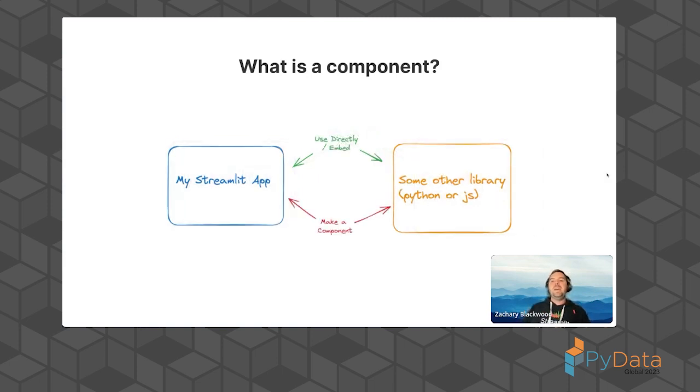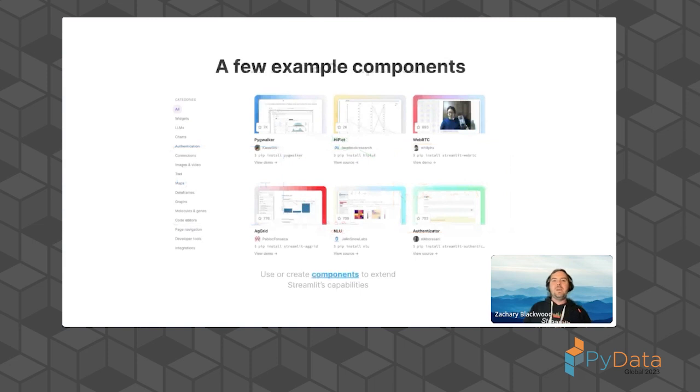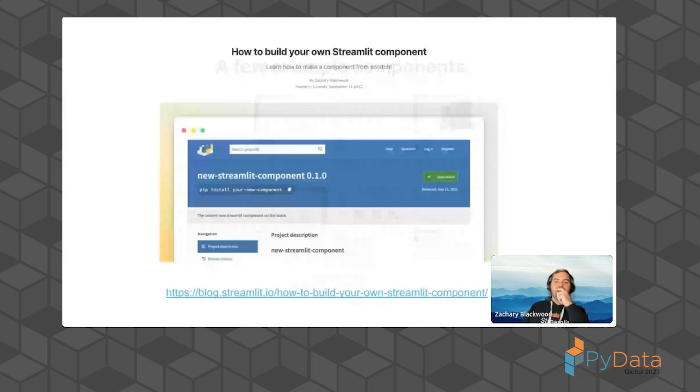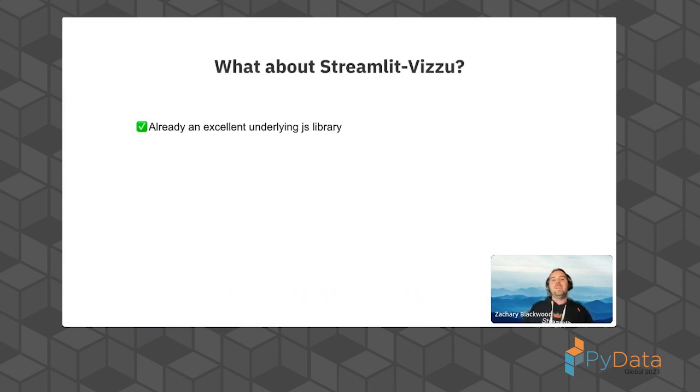A component is a way to take some Python code or some JavaScript code and turn it into something reusable. Essentially, you can make your own widget. So we have various widgets, and you can make your own widget and publish it as a component. Here are some examples of components that people have made to do lots of different things. Here's a blog post, and this slide is linked in the bit.ly link. So if you want to read that blog post about making a component, you can do that.